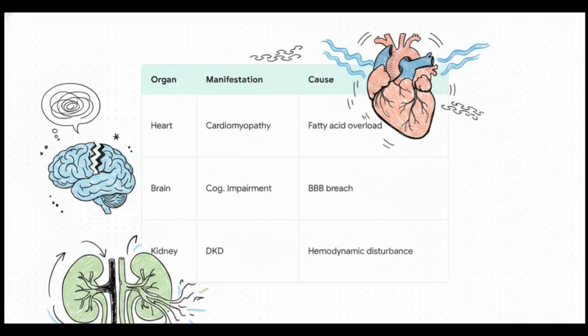In the heart, which obviously demands massive amounts of energy, cells get overloaded with fatty acids, and that leads to cardiomyopathy. Over in the brain, those molecular villains breach the blood-brain barrier, exposing neurons to toxins and causing cognitive impairment. And in the kidneys, the tiny ultrafiltration systems just get blown out by blood pressure and flow disturbances, leading to kidney disease.